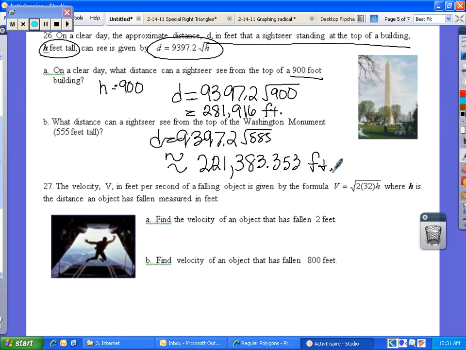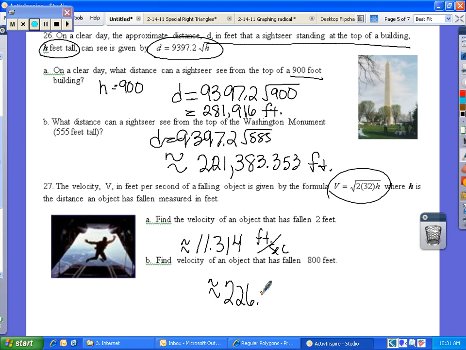For the next ones, you are just going to plug in again. For this one, you're going to get about 11.314 feet per second. And plugging into the formula for velocity in letter B, you're going to get about, and both of these are approximations because you round, so the little squiggly is about, 226.27 feet per second.